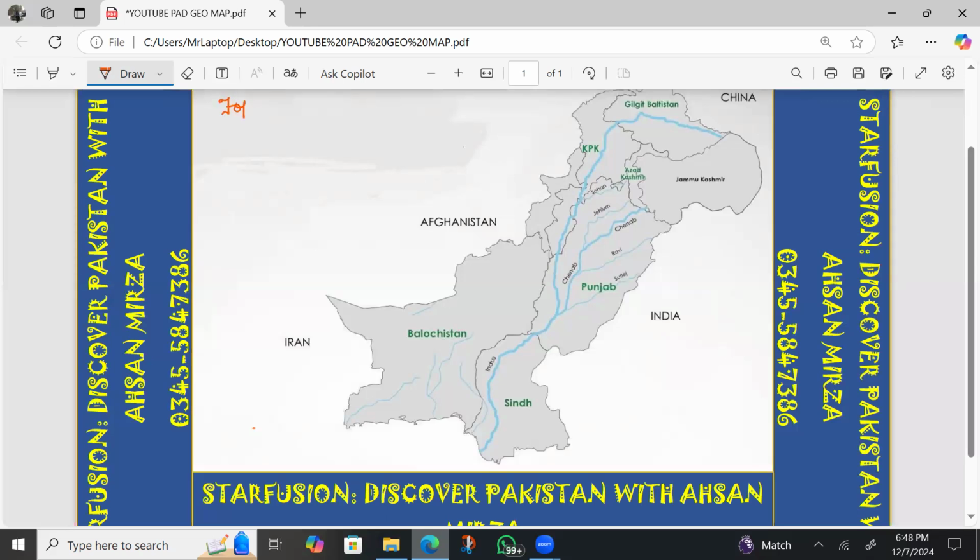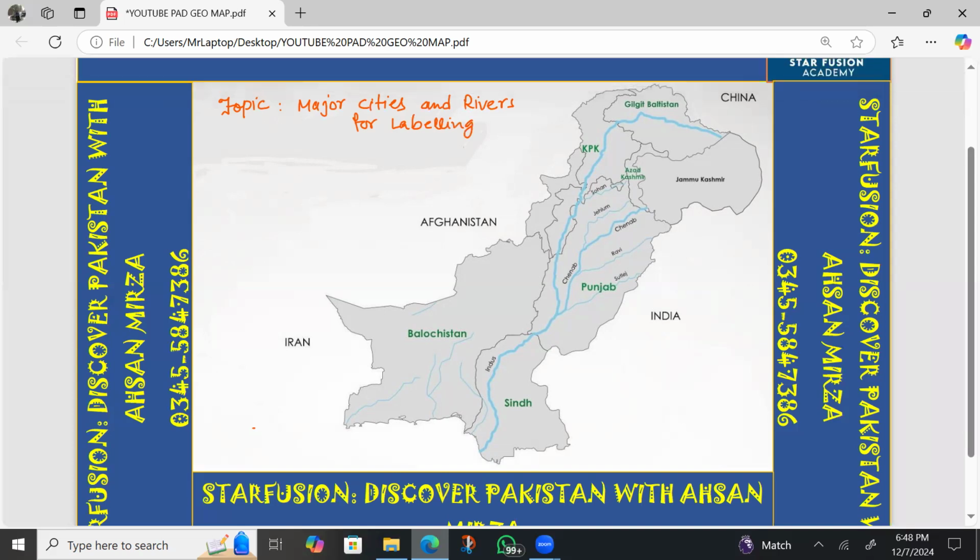So, we'll start from this topic: major cities and rivers for labeling. We'll definitely start from the cities of Balochistan. Before going into details of Balochistan, you must know that the Pakistan map is quite significant and it is easy to learn. So, you can simply make note of this map.